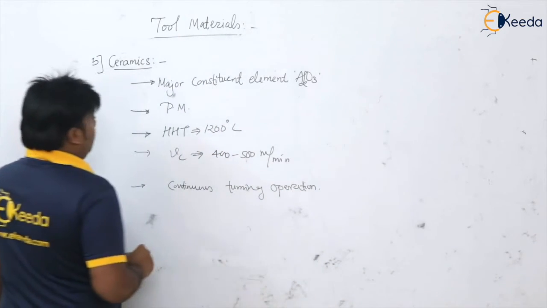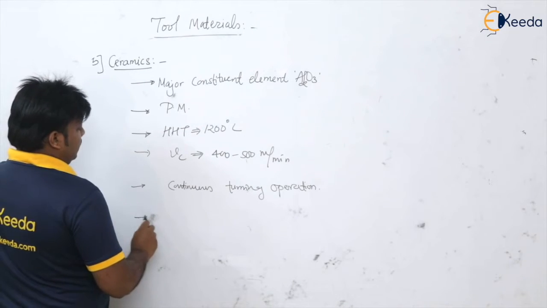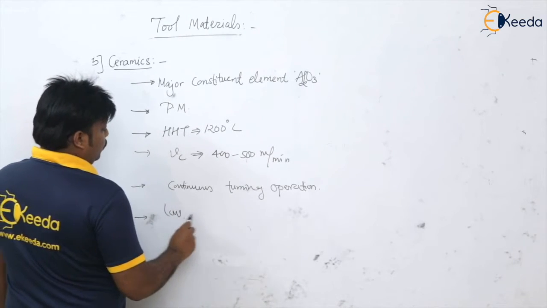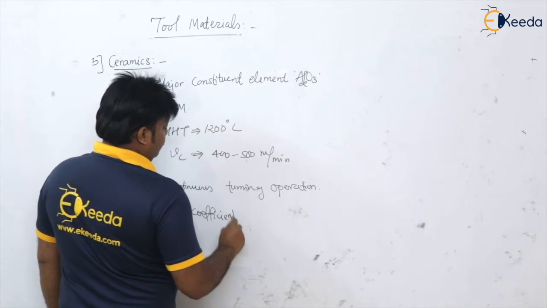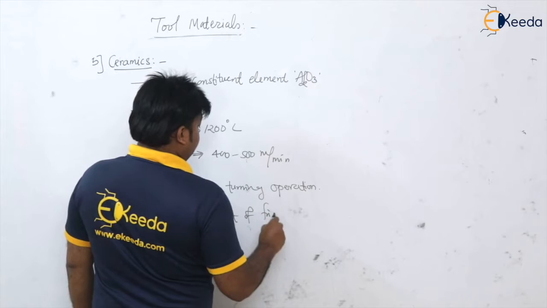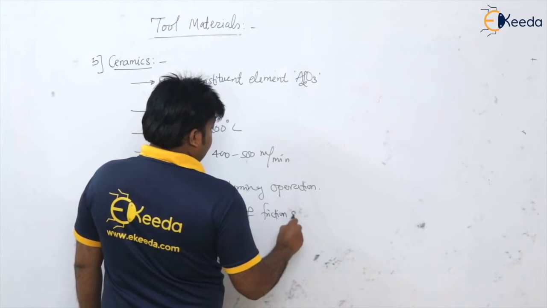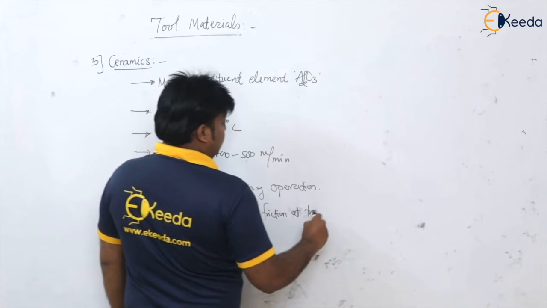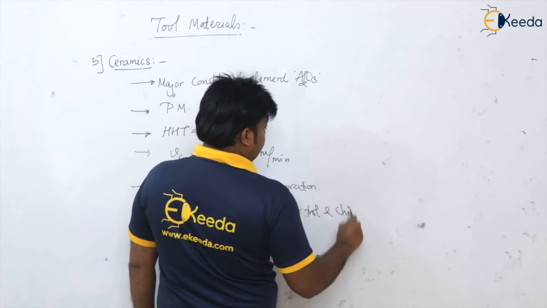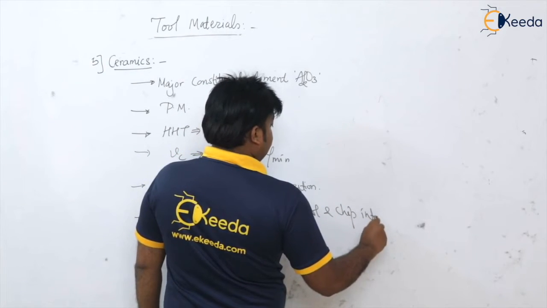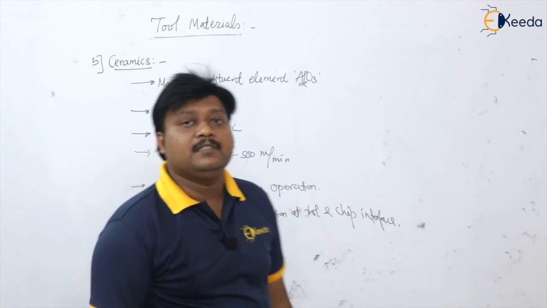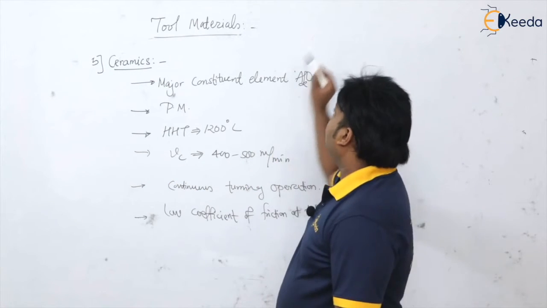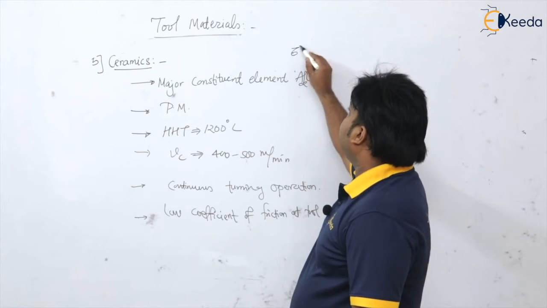Okay, and this is the tool which has a very low coefficient of friction at the tool and chip interface. Okay, so these are the ceramics. After ceramics we have the cermets.